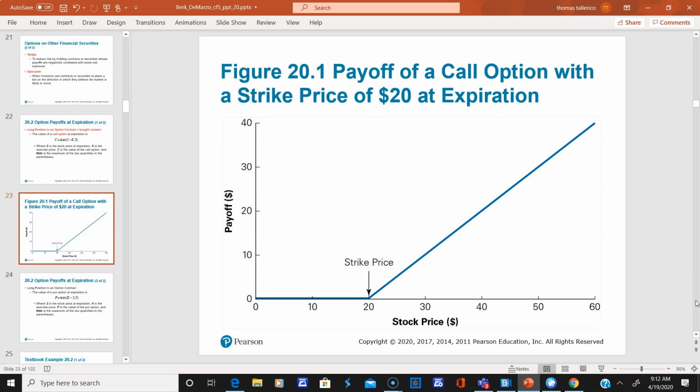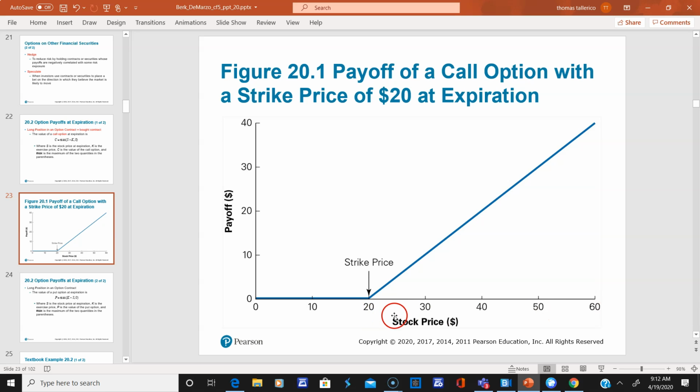And this is what a graph looks like. This is the payoff for a call option, okay? And here's the strike price of 20. Notice as soon as the stock price starts passing the strike price is when it starts paying off higher and higher. Does everyone see that, how it's paying off higher and higher? So that's how that plays out. So that's what the graph looks like.